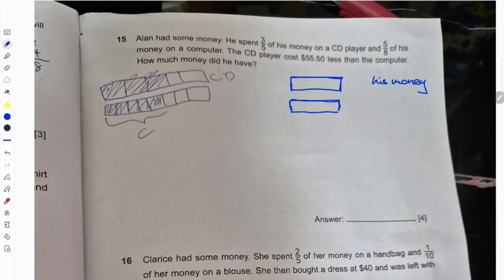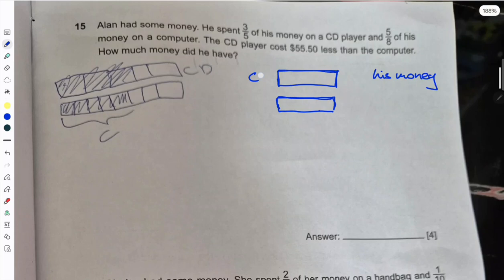We draw the model already, right? Now we say this is CD. But CD is 3/5, so we split this into 5: 1, 2, 3, 4, 5. And then we say only 3/5 is spent on the CD.